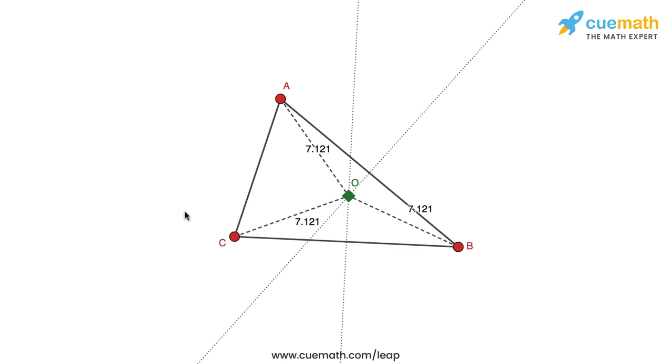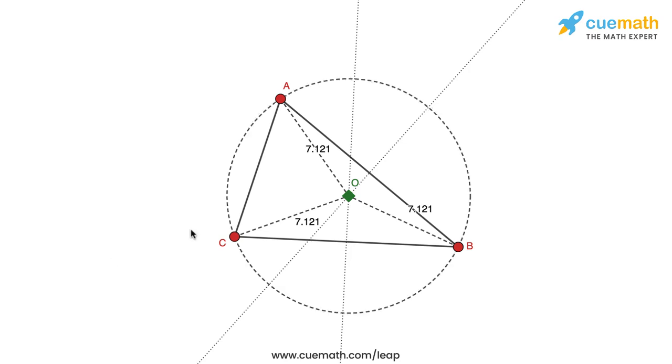So how did we find it? We drew the perpendicular bisector of one side, AB, and then the perpendicular bisector of another side, BC. The point of intersection of the two perpendicular bisectors is the point which is equidistant from all the three vertices. In fact, if you take O as your center and OA, OB or OC as your radius, you could draw a circle that passes through all three vertices of the triangle. This is possible because O is equidistant from all the three vertices. So this point O is called the circumcenter of the triangle, because it is the center of the circle passing through the three vertices.